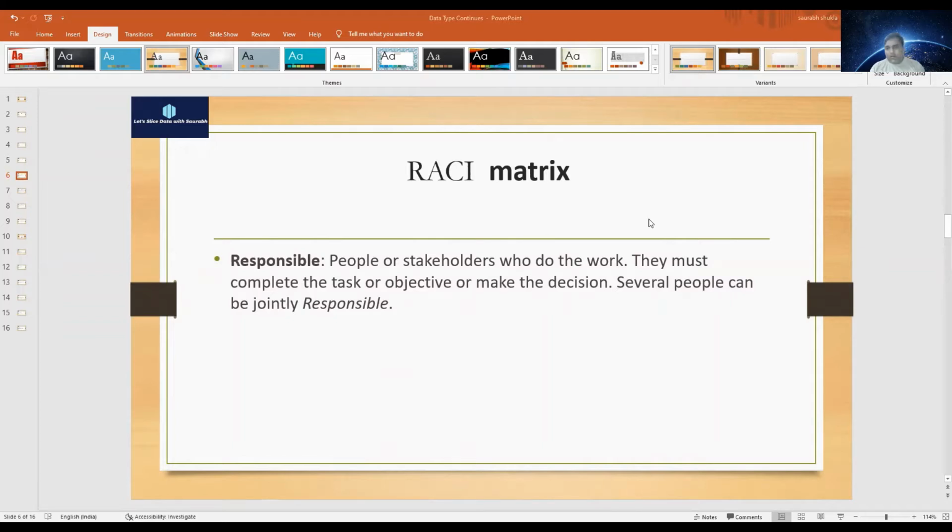So guys, let's start with this RACI matrix. The RACI matrix can be applicable in any IT project, in any IT organization, in any kind of project you are working on. So let's begin. I hope my screen is up. So what does RACI matrix mean? Each letter in RACI has its own meaning.